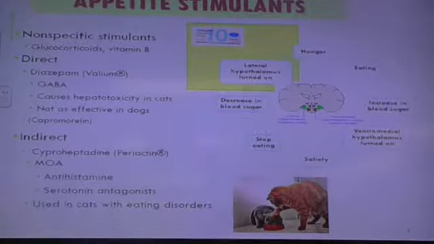The second type is the direct appetite center stimulant, which is right here, diazepam. Diazepam stimulates the hunger center, and that hunger center is stimulated through the GABA receptor. But we don't use it a lot in cats because it can cause hepatotoxicity in cats. And diazepam is not effective in dogs. So it's not commonly used to stimulate appetite, but it has the effect to increase appetite.